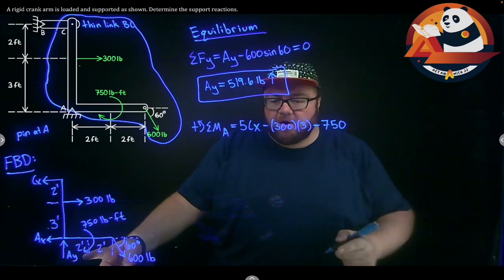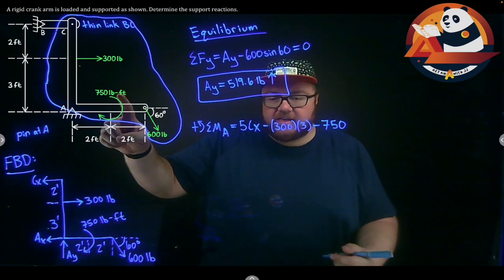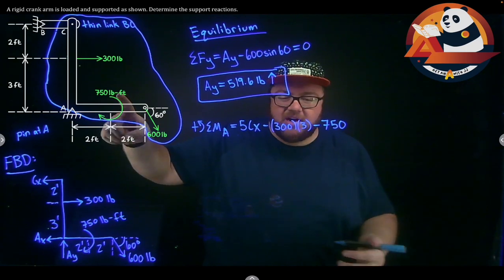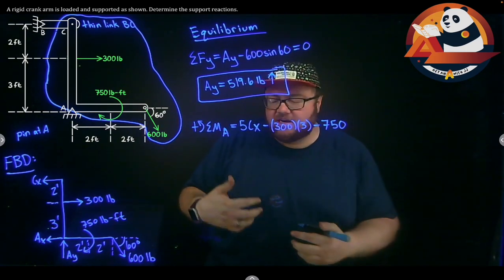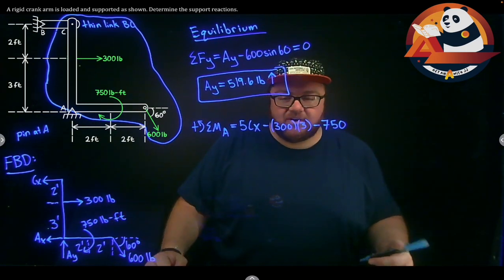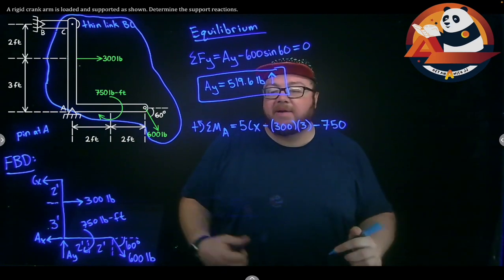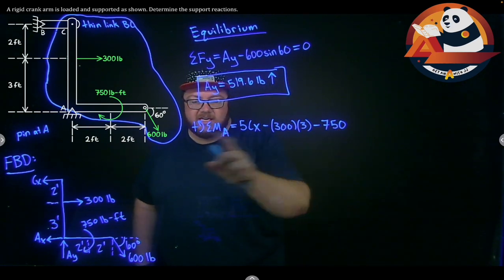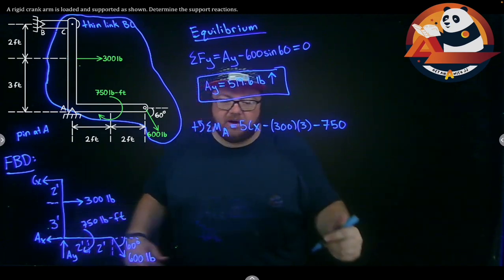This is already a moment. If I do pound feet times feet, pound feet squared really isn't a unit we even use. It's not a useful thing for us. This is already a moment. I don't multiply by distance on it. So I don't need to say times 2. We're good to go on there.